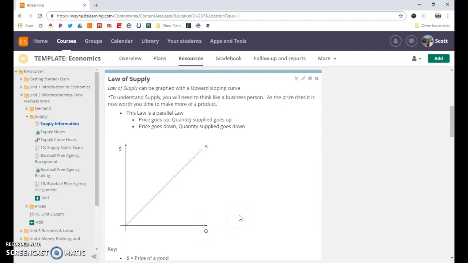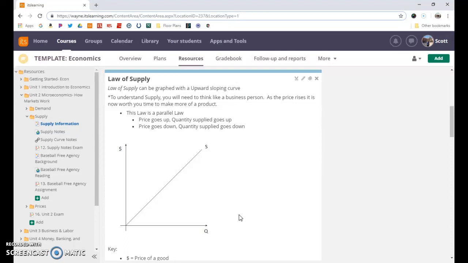This is one of the hardest laws for students to understand. Why is that, you might ask? Well, because our brains are usually mostly just centered around buying things, which is demand. Supply is actually the business side.